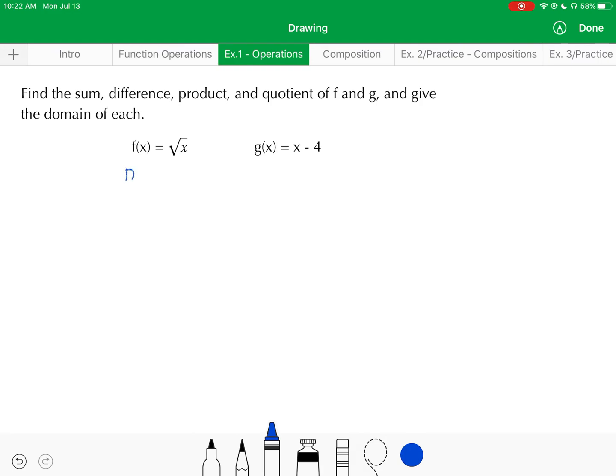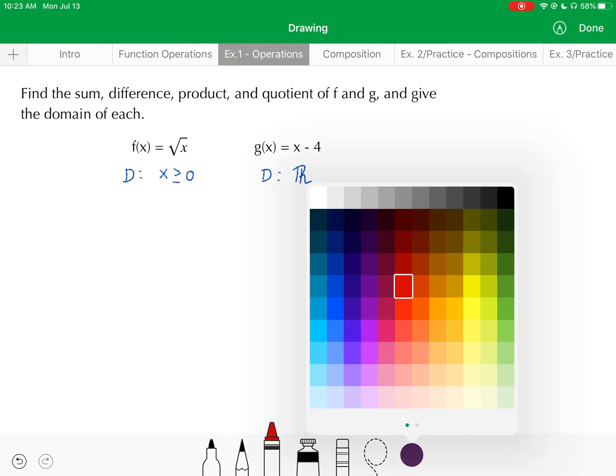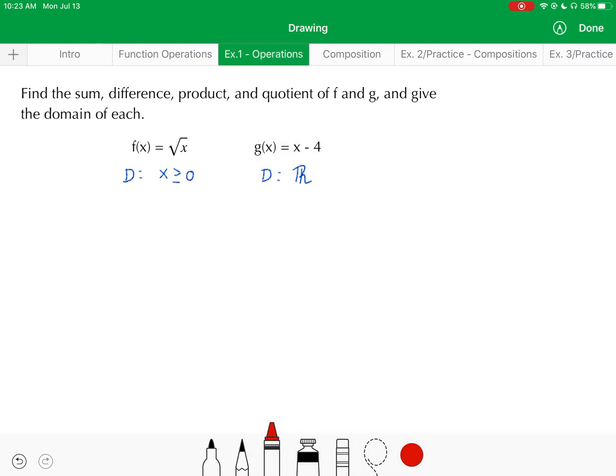The domain for f is going to have to be any number greater than or equal to 0, okay? Since you can only take square roots of non-negative numbers, okay? The domain for g of x is going to be all real numbers, okay? That's because it's linear, no restrictions on the domain, all right? So we'll just kind of keep those in mind, and now we'll find the various operations between these.